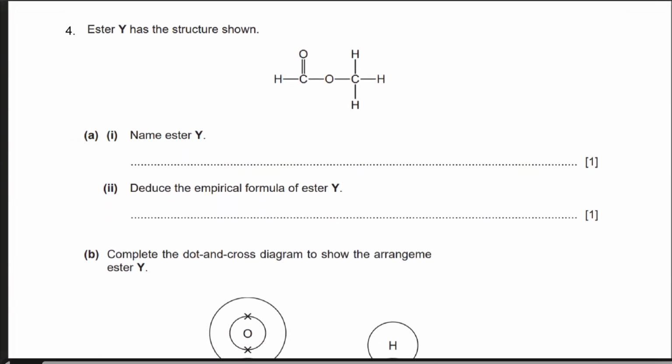Ester Y has a structure shown. Name the ester Y. Carboxylic acid, you have 1 carbon. Alcohol, you have 1 carbon. So it will be methyl methanoate.